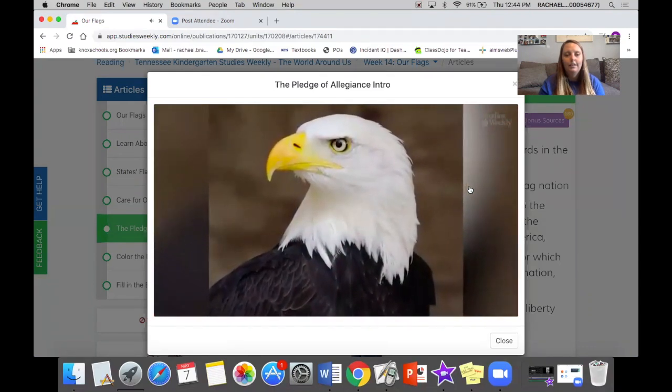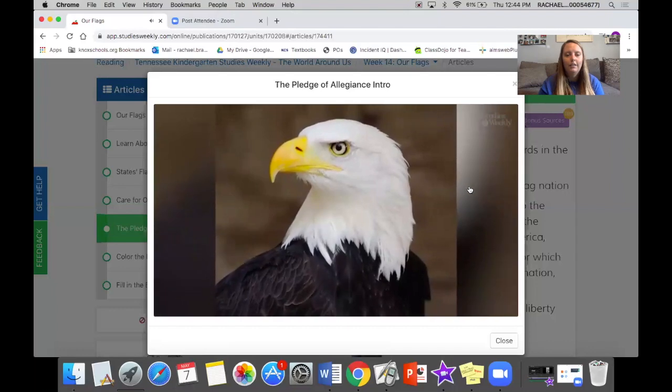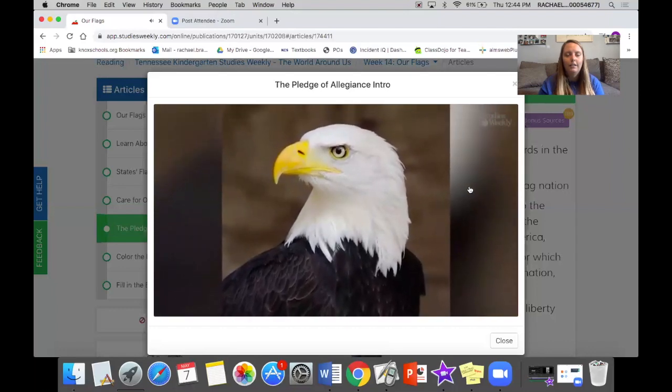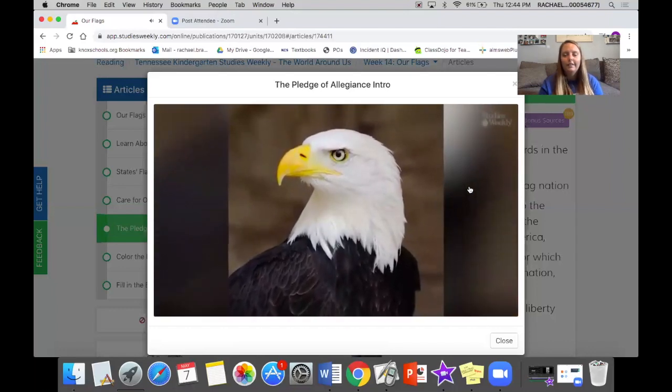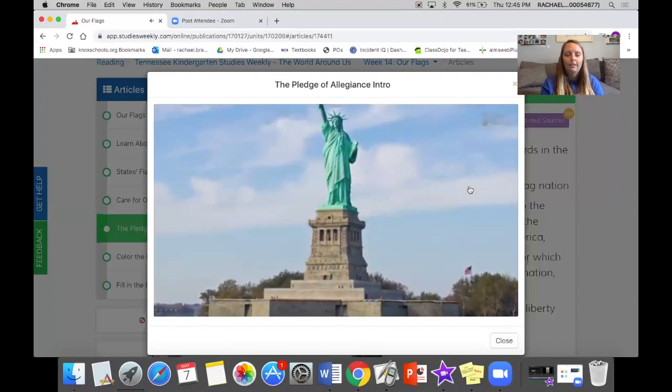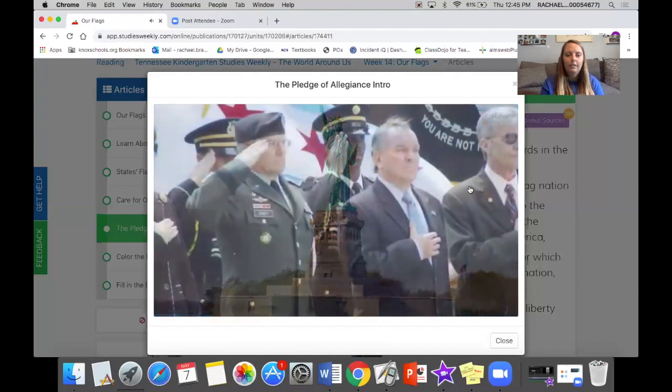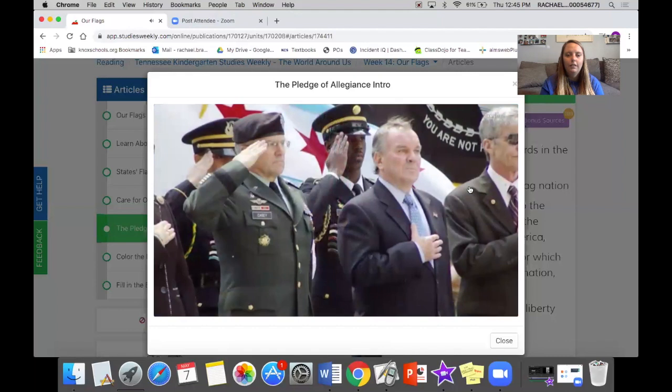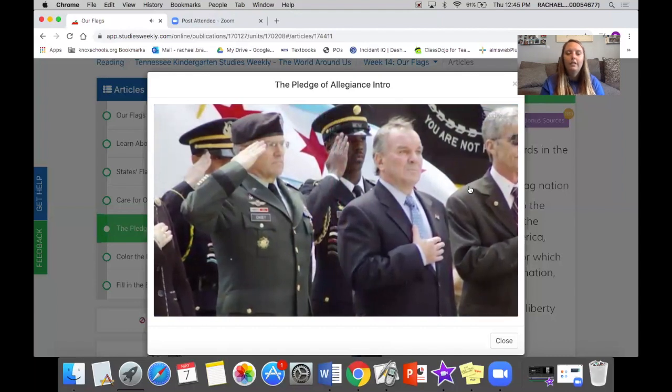To pledge allegiance to something is to promise your loyalty to it. In this case, you're pledging allegiance to the flag of the United States of America. The flag is a symbol of our country. By pledging allegiance to our flag, you are promising to be loyal to the United States of America throughout your life. The pledge should be recited while standing at attention, facing the flag with the right hand over the heart.